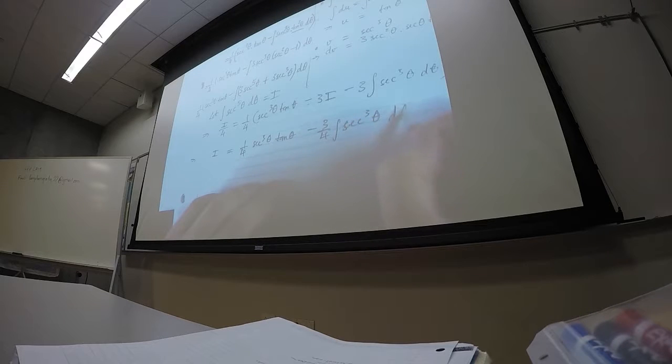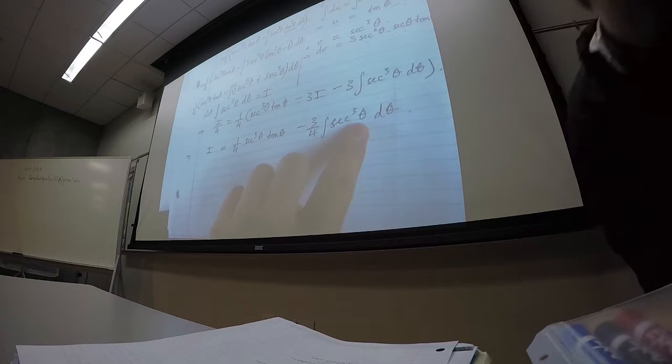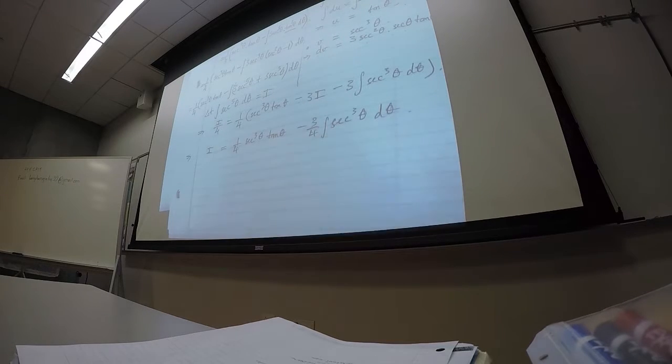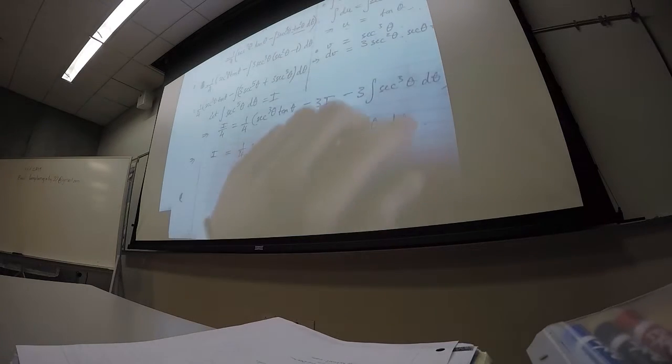cubed theta d theta. Well, we know what secant cubed theta is. Secant cubed theta, I think you have already evaluated, and that is in your table of integrals. Secant cubed theta is just the sum of the derivative of secant plus the antiderivative of secant, over 2. So that's one trick for you to remember.